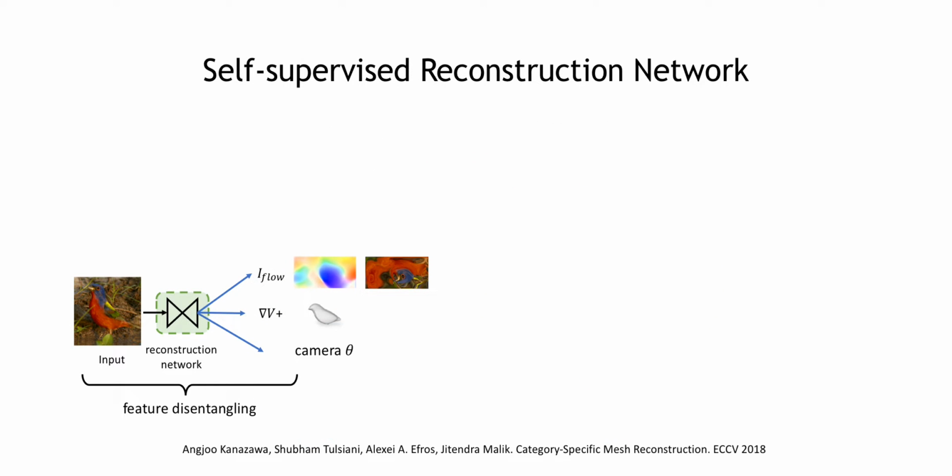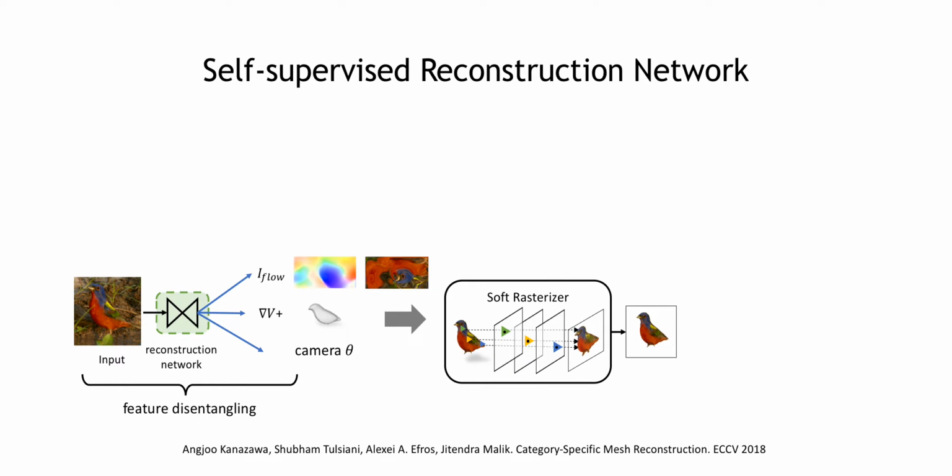So here is a base network introducing the CMR, which is the most related work. The idea is to input an image and use a reconstruction network to disentangle the texture flow, shape, and camera. The shape is a vertices offset with respect to the predefined template. We use the texture flow to sample pixel values from the original RGB to obtain the texture map, and then we warp it to the shape. Along with the camera, we can render it back to the 2D plane.